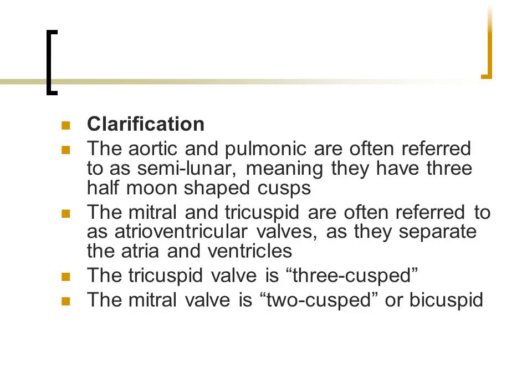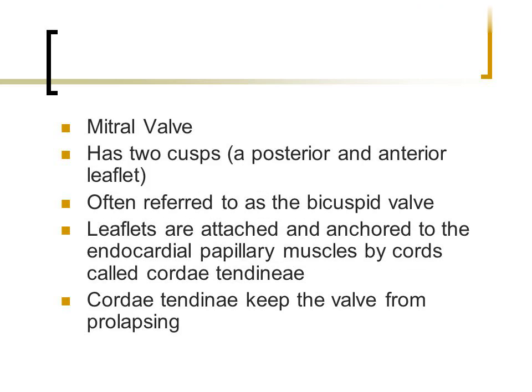Clarification: the aortic and pulmonic valves are often referred to as semilunar, meaning they have three half-moon-shaped cusps. The mitral and tricuspid are often referred to as atrioventricular valves, as they separate the atria and ventricles. The tricuspid valve is three-cusped. The mitral valve is two-cusped, or bicuspid. It has two cusps, a posterior and anterior leaflet. Leaflets are attached and anchored to the endocardial papillary muscles by cords called chordae tendineae. Chordae tendineae keep the valve from prolapsing.